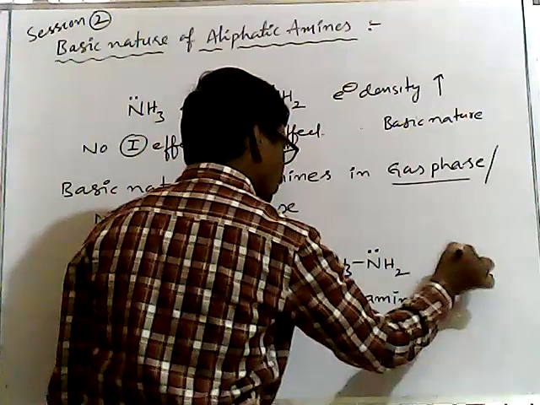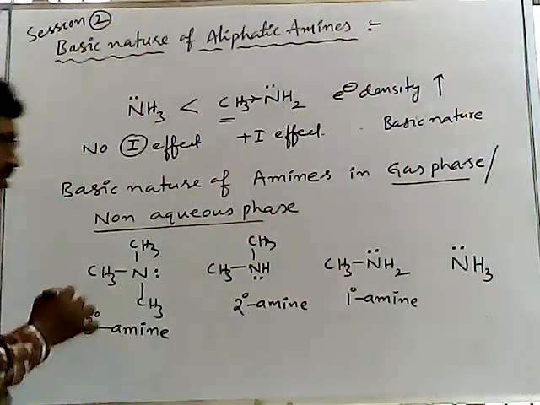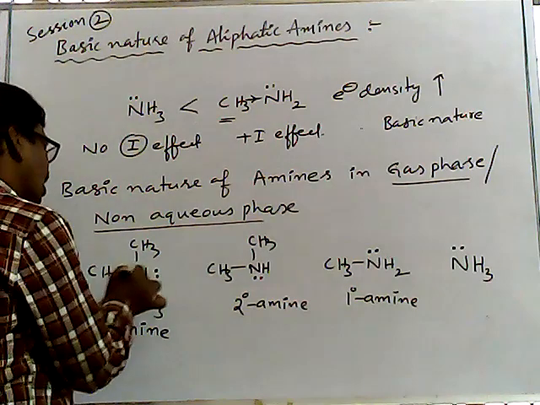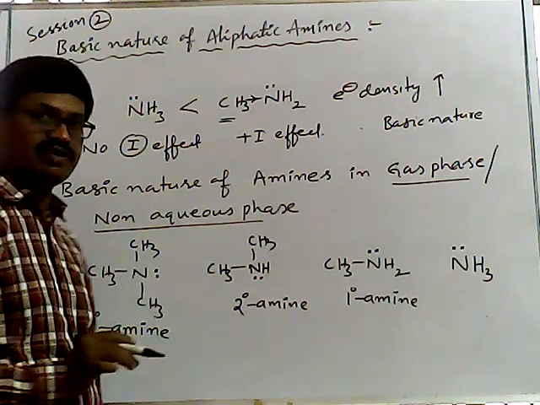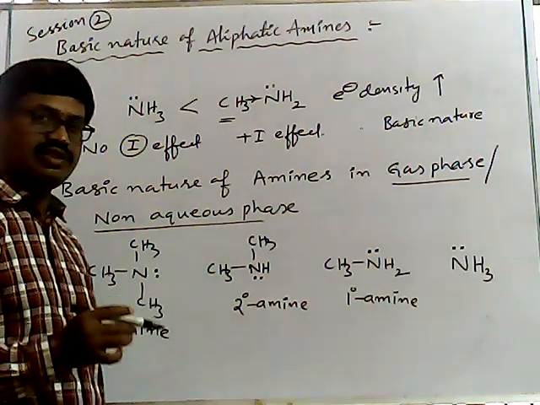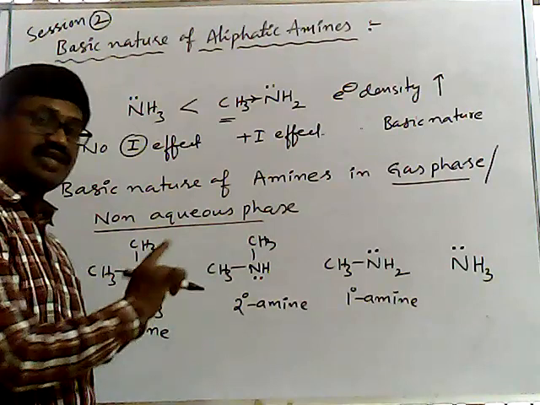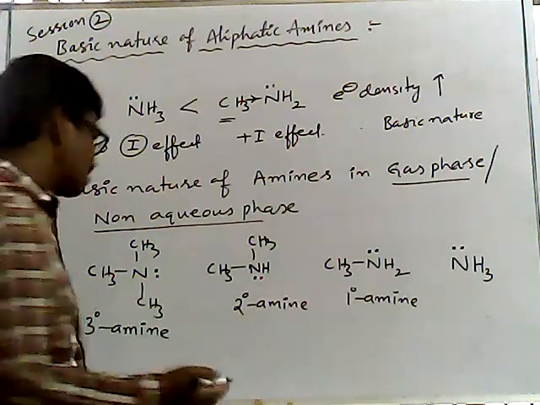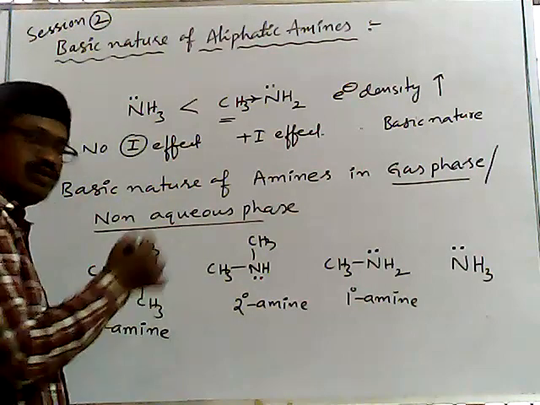NH3 has a lone pair of electrons. So, what is the order of basic nature of these compounds? See, on which nitrogen the availability of electrons is more, on which nitrogen the electron density is more, that nitrogen is able to donate more and more electrons to other substances. So that one has more basic nature.